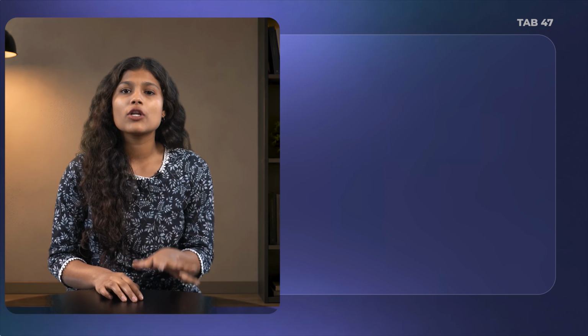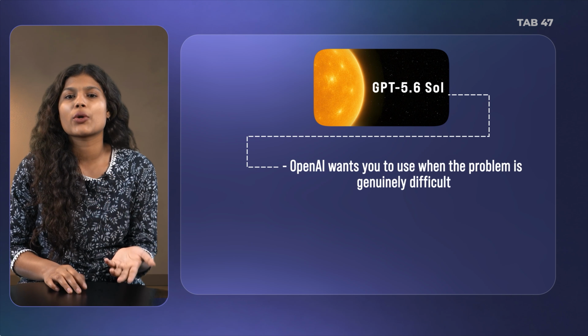Terra is the everyday model and Luna is built for speed. Then Sol is OpenAI's flagship. This is the model OpenAI wants you to use when the problem is genuinely difficult. Not when you are asking what is the capital of Japan, but when you are solving problems that require deep reasoning, careful planning, long chains of thought, or technical expertise.